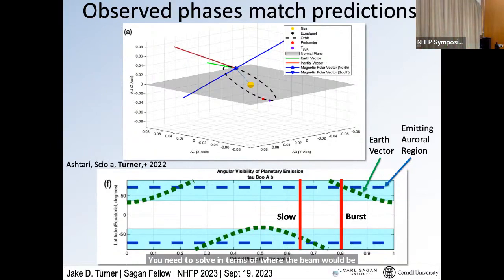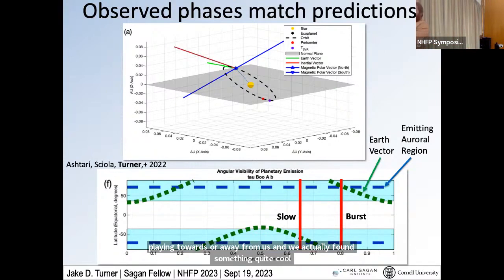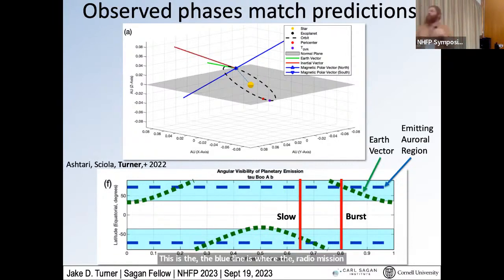So this is the orbital phase of the planet, the longitude of the planet itself. The blue line is where the radio emission is coming from, and the green line is where Earth intersects that. We're thinking either way, Earth or the planet. And where those intersect should be where there's emission. We actually saw emission basically where the intersections were, at a phase of 0.65 and a phase of 0.8, coming from two different poles. So that was quite exciting. That was in a paper last year.